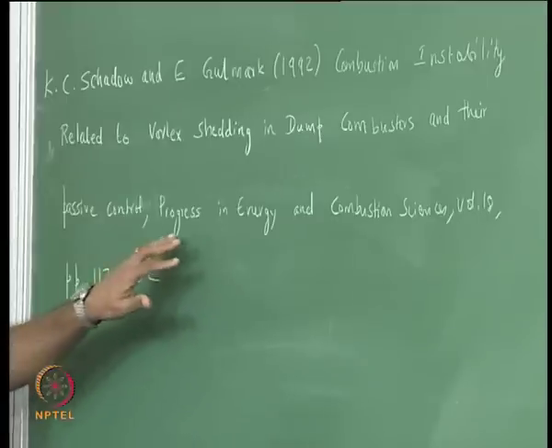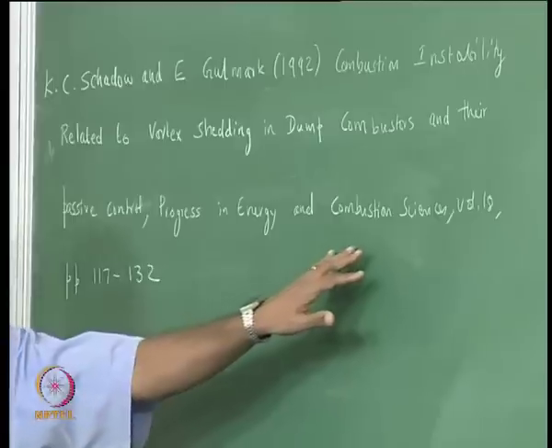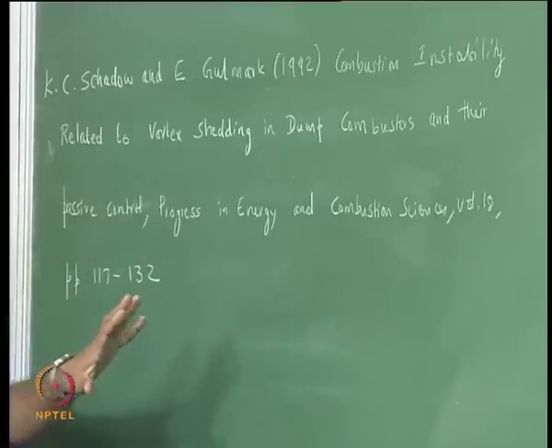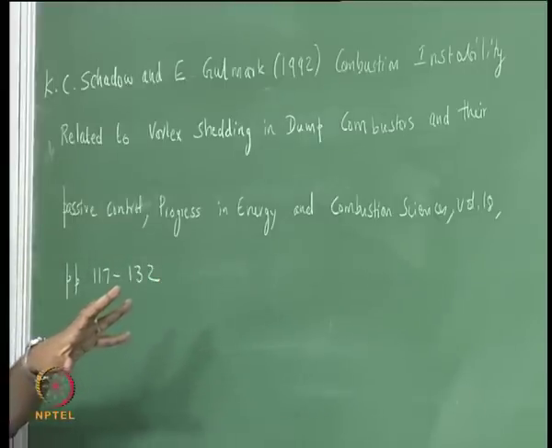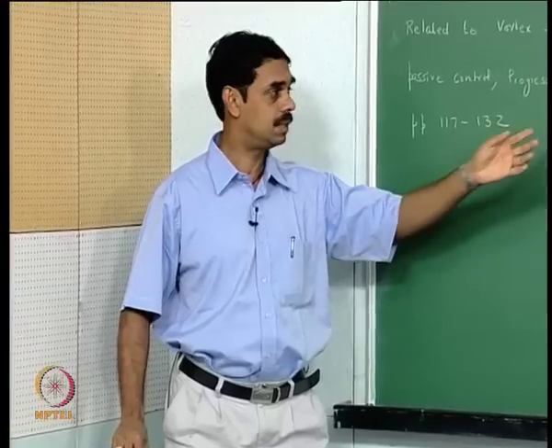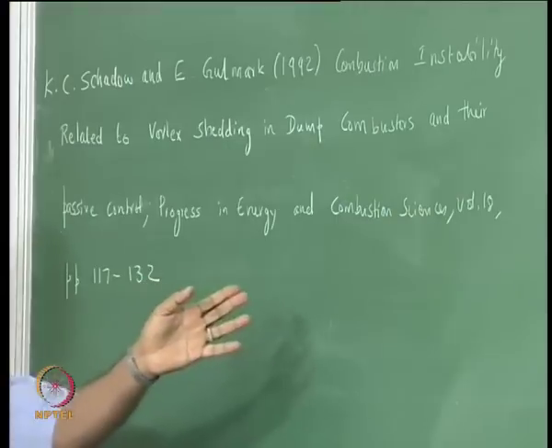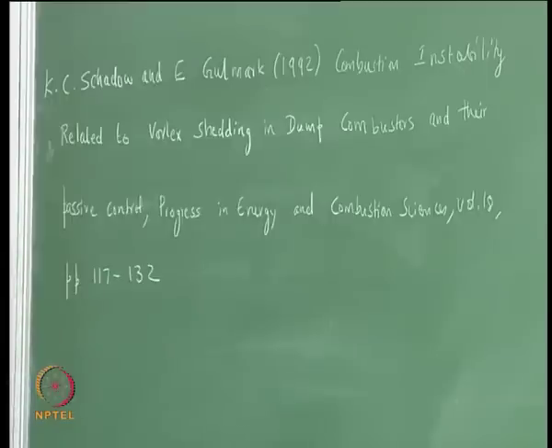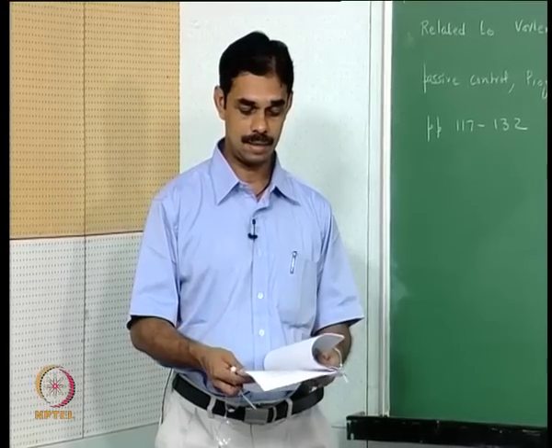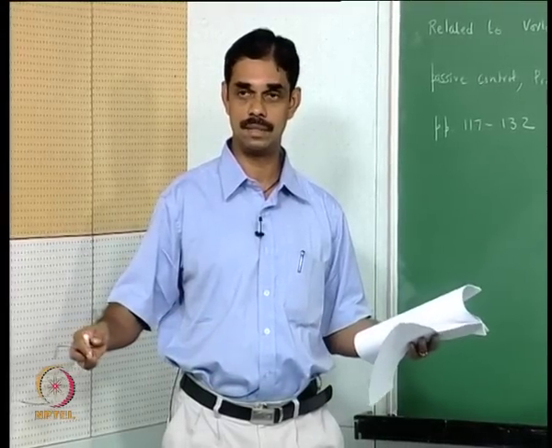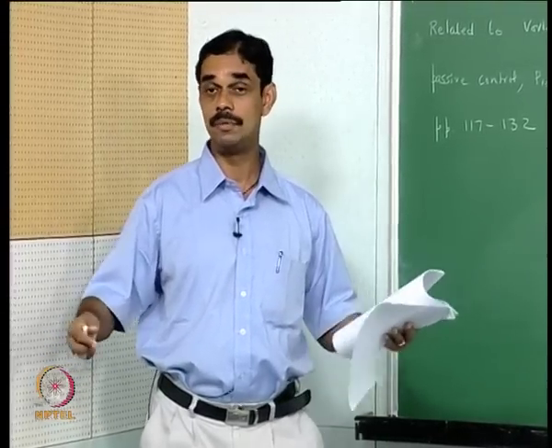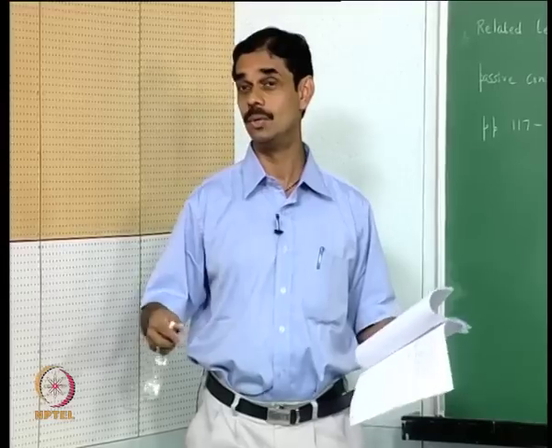I must say a word about this journal, Progress in Energy and Combustion Sciences. This is a journal which publishes exclusively review articles, there is no regular paper. Each article gives an overview of the recent development of the subject in the last 5 or 10 years, and it gives a large number of references. For example, some articles give 50 references, some give 100 or 200 references.